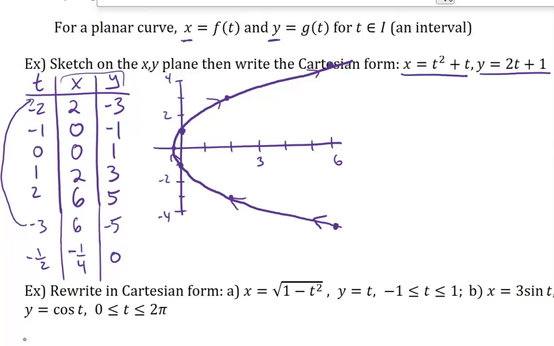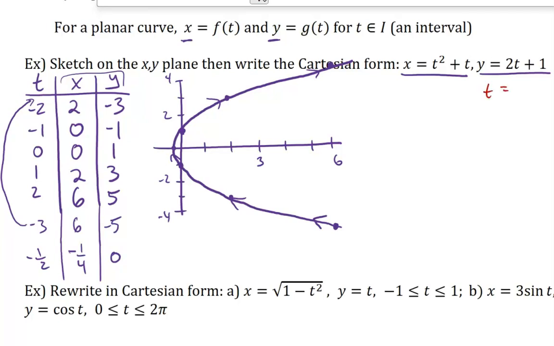Okay, as far as writing the Cartesian form, we need to do some substitution. Now, when our functions are given as polynomial or root functions, those kinds of things, we're going to use substitution. If we have trig, which we'll look at an example of in a bit, then we're going to use trig identities for substitution. But here, because I've got two pretty basic polynomials, I'm going to use a straightforward substitution where I solve for t in one equation and then I replace it in the other. So this one obviously is going to be easier to solve for t.